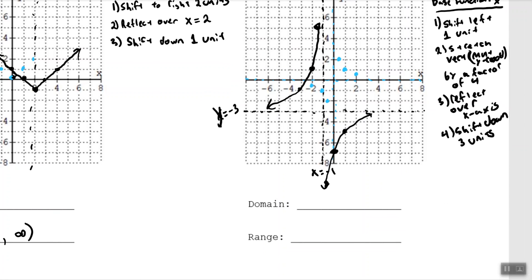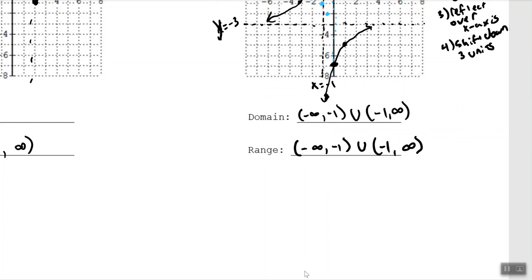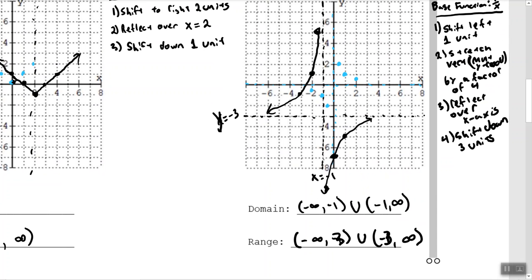Everything is in the domain of our new transformed function except the value of -1. So you could write a domain of -infinity to -1, union -1 to infinity, and range. Everything is in the range except for our asymptote here, y equal to -3. So for the range, you could write -infinity to -3, union -3 to infinity. So this is an example of our transformations.